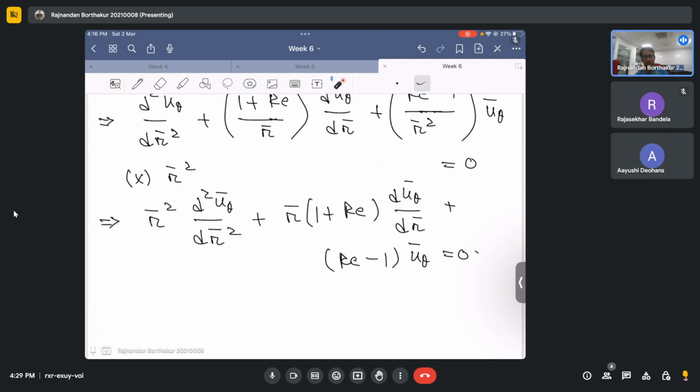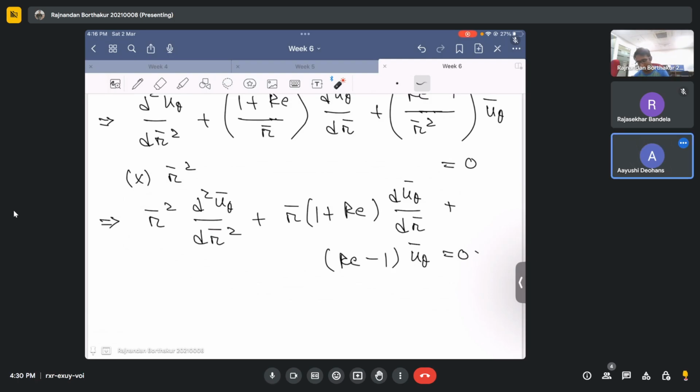So what is this equation called? Is this a Bessel equation? No, not that. Do you remember we studied something called an equidimensional equation?